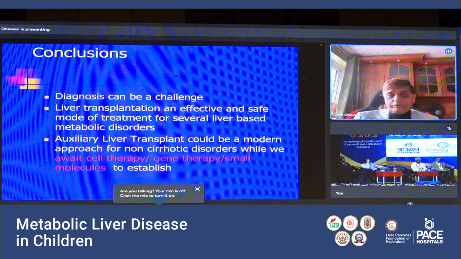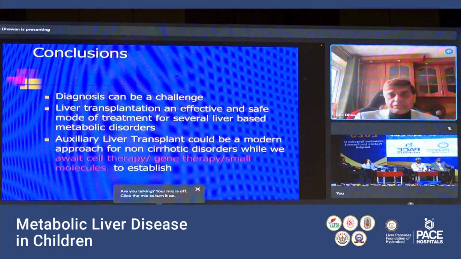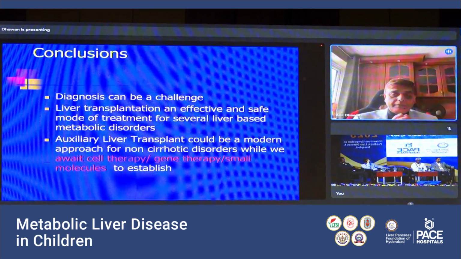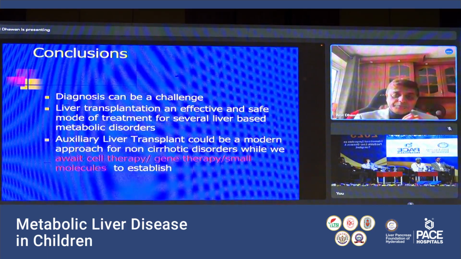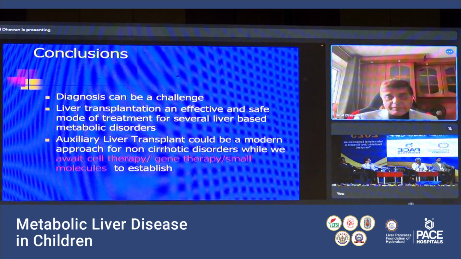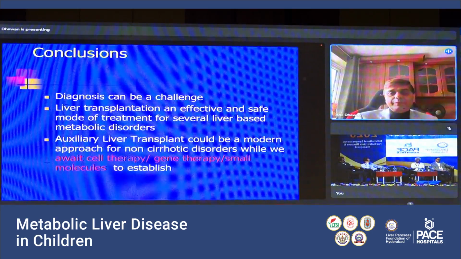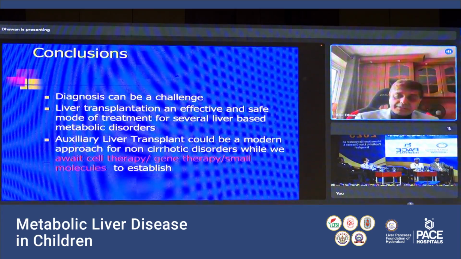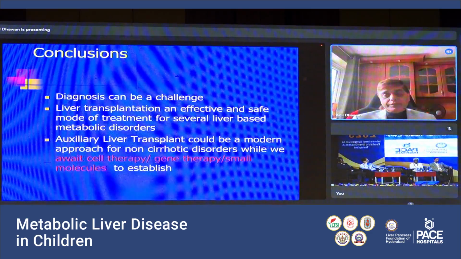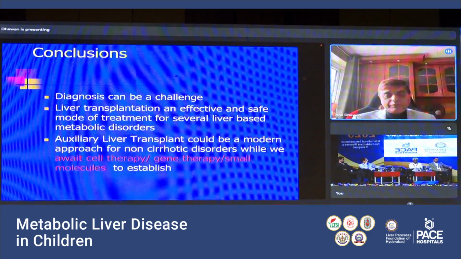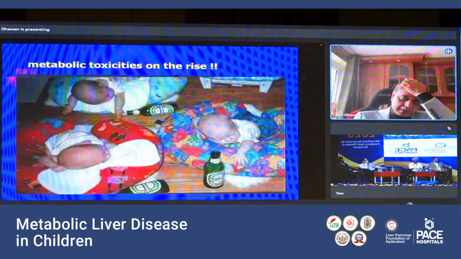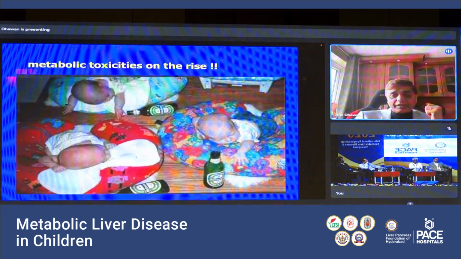To conclude, ladies and gentlemen, diagnosis can be a challenge in metabolic disorders, but whole exome and whole genome sequencing with rapid turnover time are going to be a real game changer. Liver transplantation is an effective and safe mode of treatment for several liver-based metabolic disorders, particularly cirrhotic. Auxiliary liver transplant, we should increase this technique, in particular in patients who are non-cirrhotic, so that gives them future hope of cell therapy, gene therapy, or small molecules that are to be coming in our guidelines. Metabolic toxicities are on the rise, at least in the Western world.